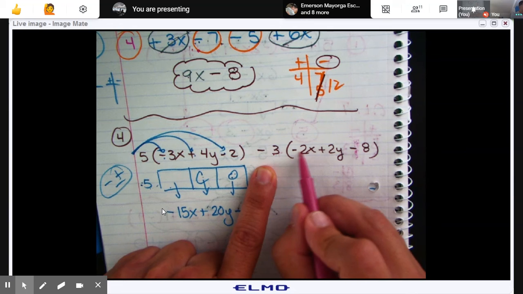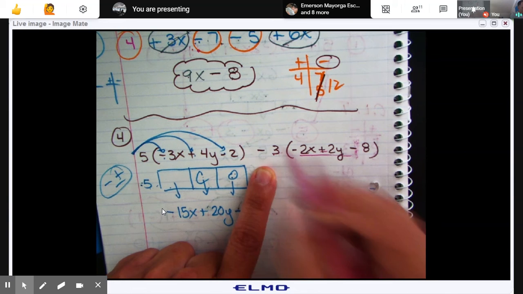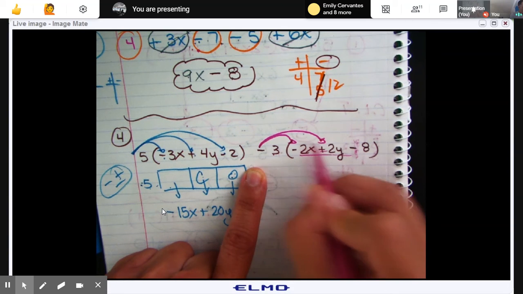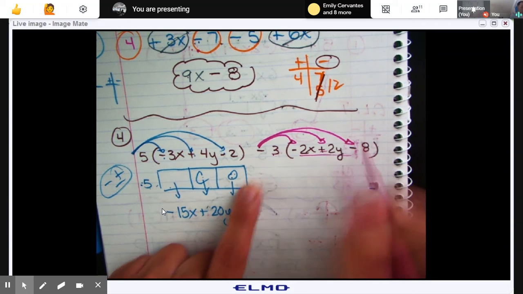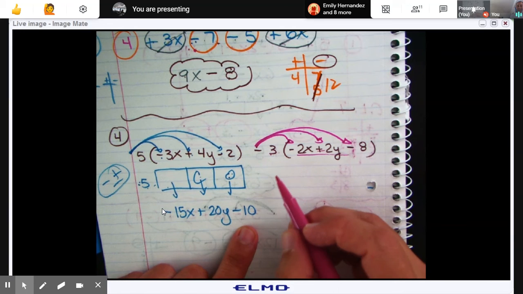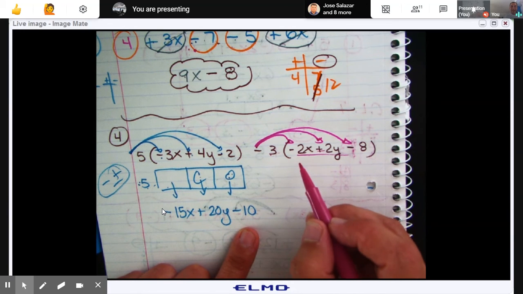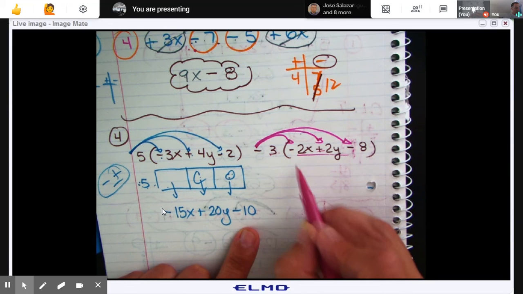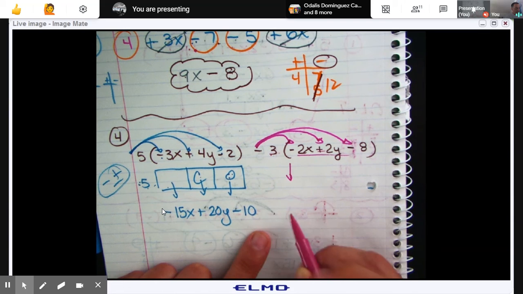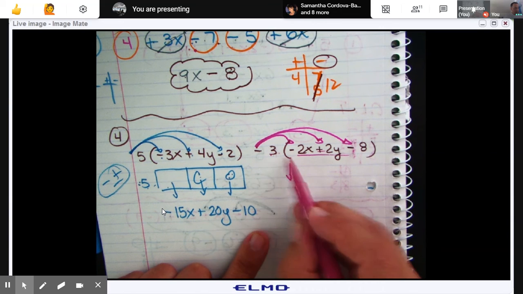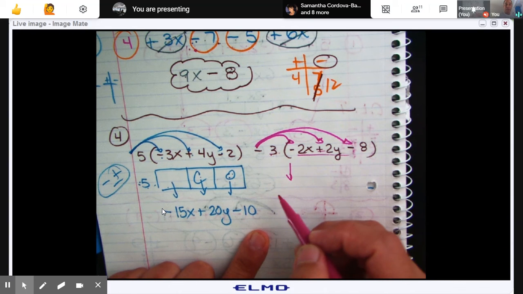We have negative 3 times this entire expression. So we're going to do the arrows on this one. I'm not going to do the box because I did on that one. You do the same thing. So Jose, what's the first one? We'll do Jose, Emily Hernandez, and Andrew. Jose, what do we get? Positive 5? But you have to multiply. Remember, you have to multiply.